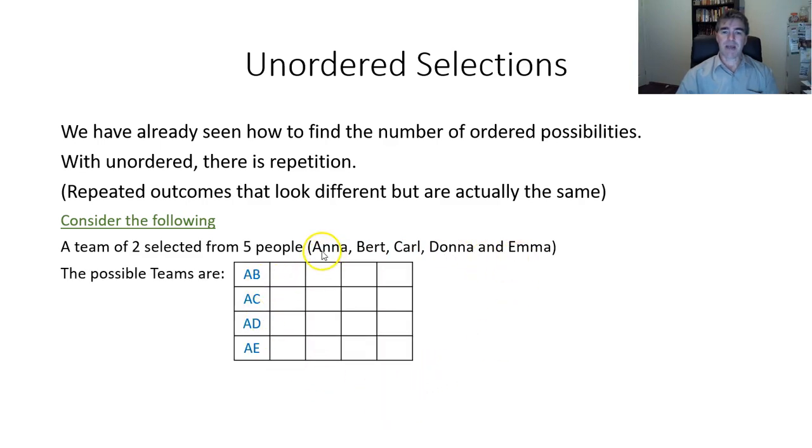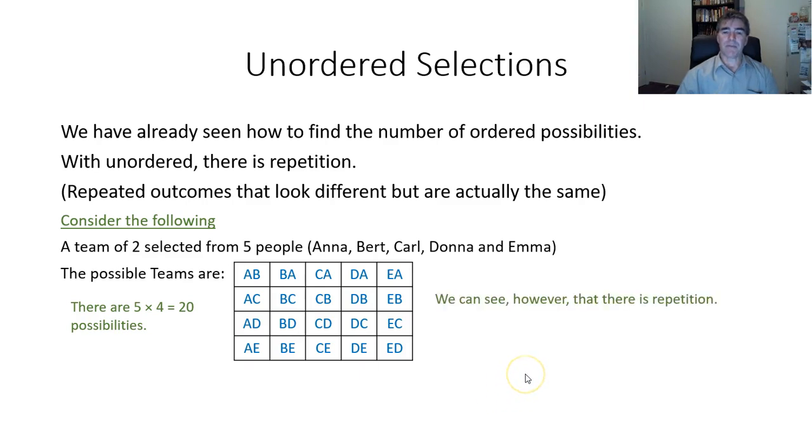So we could choose Anna first, and then Bert, or Anna then Carl, or Anna then Donna, and Anna and Emma. Well, what we could do is choose Bert first and have Bert then Anna, Bert then Carl, Bert then Donna, Bert then Emma, and we can continue that having Carl first and then Donna first and then Emma. So what we've got there is all our different possibilities of 2 people out of the 5 to choose from. So there's 20 different possibilities there that we did in our ordered selections in a previous video.